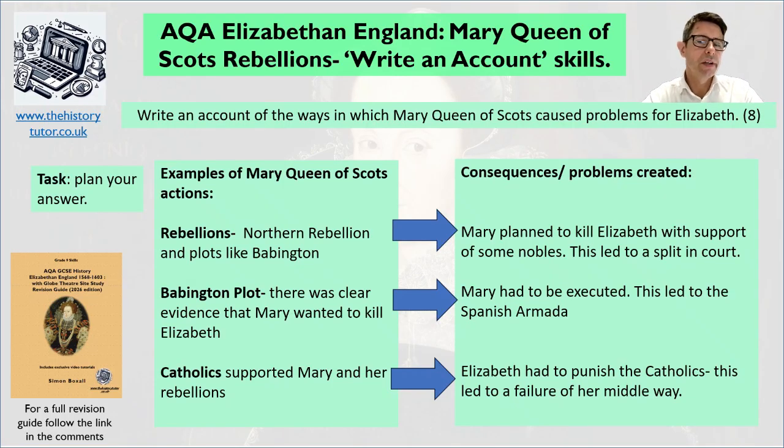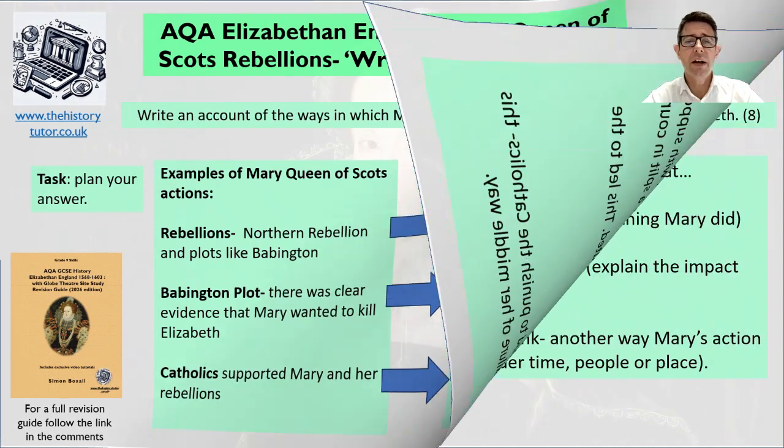So you might have seen my other videos where I've talked about things like marriage and rebellions. We need to remember that marriage, rebellions, Mary Queen of Scots, religion, they're all interconnected, and you can use all of them in the various questions that you'll be set. So how do we write our answer then?